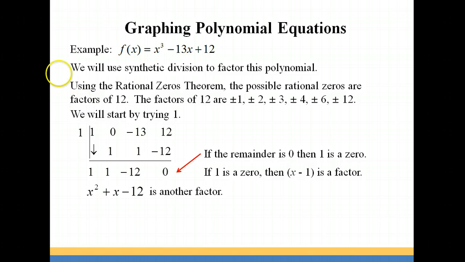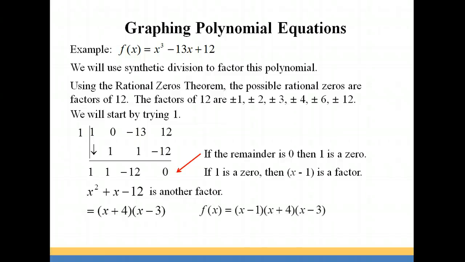The remaining factor comes from the numbers at the bottom of our synthetic division. This is always going to be 1 degree less than what we had divided into. So since we divided into a cubic, this is going to be a squared term. So you have x squared plus x minus 12. Now that is factorable, so we want to go ahead and factor that. We could use synthetic division to factor again if we wanted to, but this one was pretty easy to factor without it. So we have x plus 4 times x minus 3 as the other two factors of f of x.